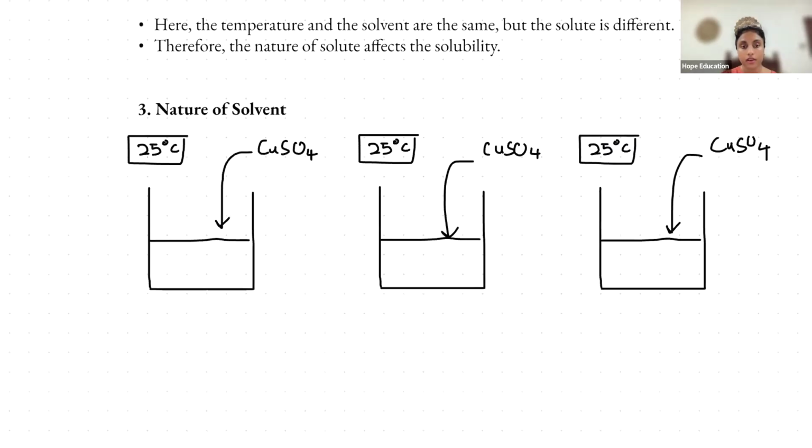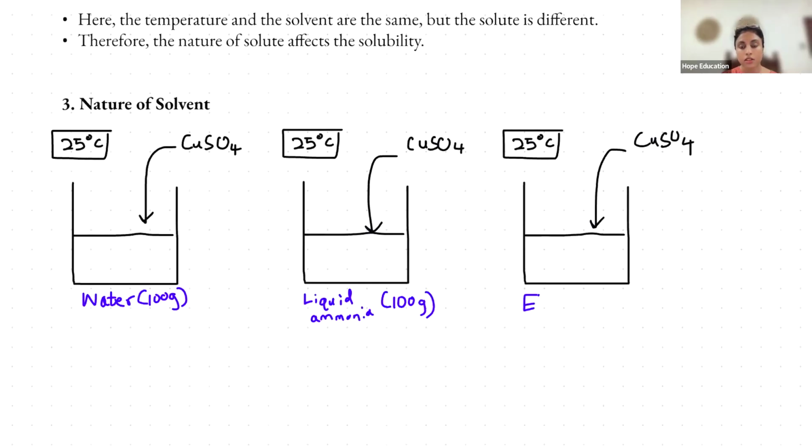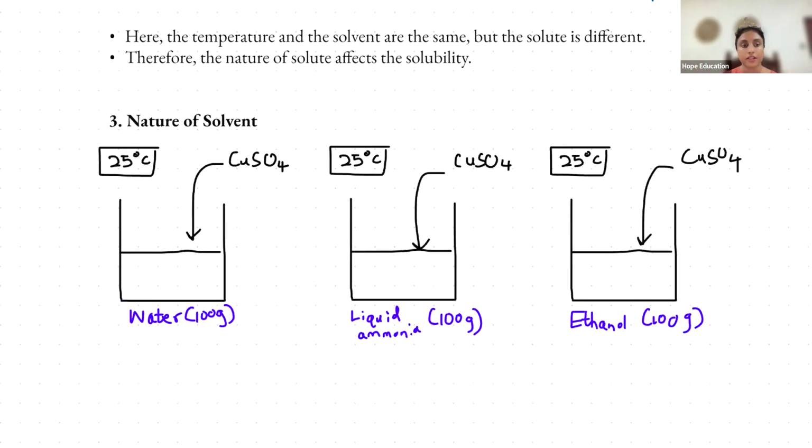Here the solvent is water, 100 grams. For the second, let's put liquid ammonia, the liquid version of ammonia gas. Don't worry about the solvent too much. Just get the idea only. Liquid ammonia, again 100 grams. For the third, let's take ethanol. Ethanol is an alcohol solution in the lab, again 100 grams. Now here the solvents are different. Temperature is the same, solute is the same, but solvents are different.